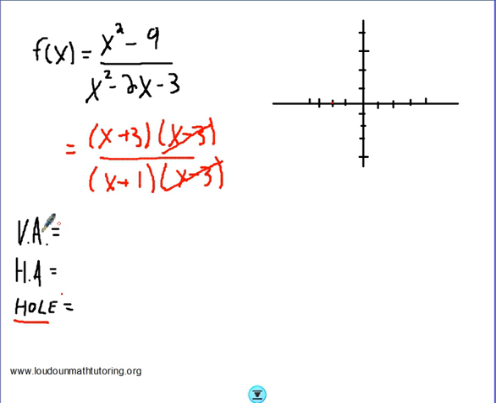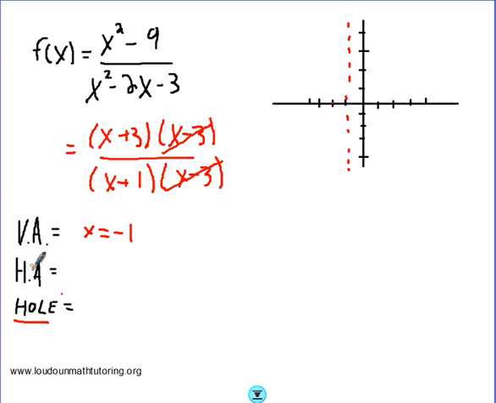Okay, so vertical asymptote, remember, that's the easy one. You've got a vertical asymptote at x is equal to -1. That's what makes the denominator 0. So all the values along this line have an x value of -1.